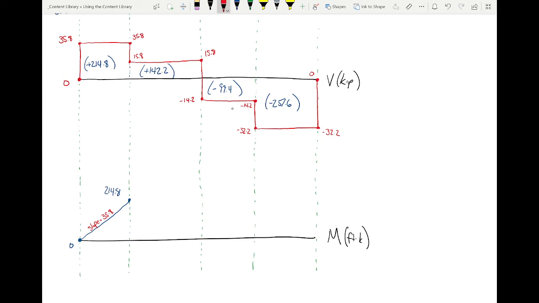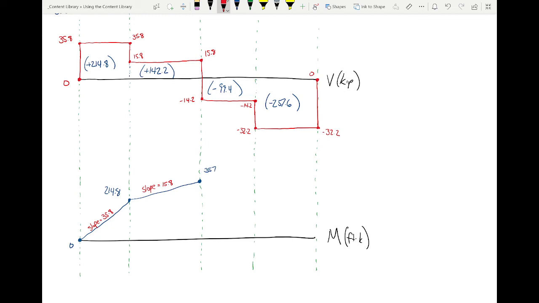It's sheer madness in here. Okay. The slope of the moment diagram comes from the shear diagram. Okay? Now, what do I do from here to here? I'm at 214.8, and I must increase by 142.2. What does that put me at? $357. And the slope of this line is 15.8.